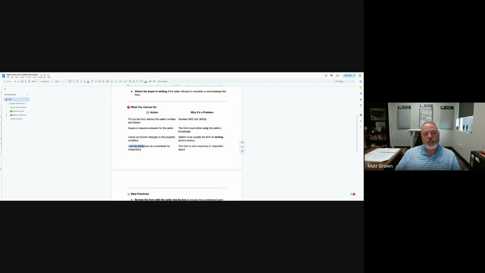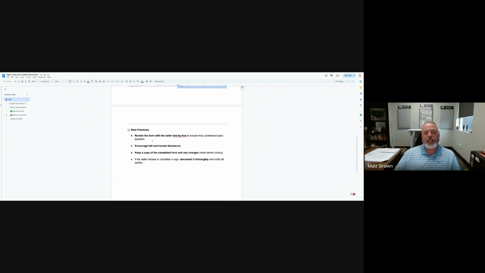Also, you cannot use the disclosure as a substitute for inspections. The form is not a warranty or a home inspection report. And then best practices are to review the form line by line to ensure they understand each question. Now, this is crucial. You cannot give them answers, but you can make sure they understand what is being asked. You can encourage full and honest disclosure. And then, of course, you keep a copy of the completed form plus any changes that end up being made prior to closing, as well as all signatures from both buyer and seller.